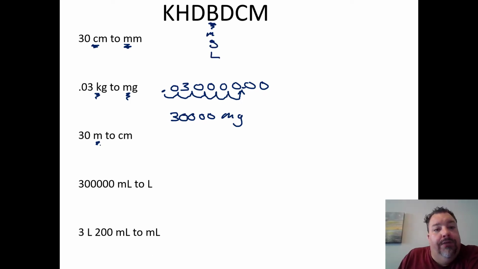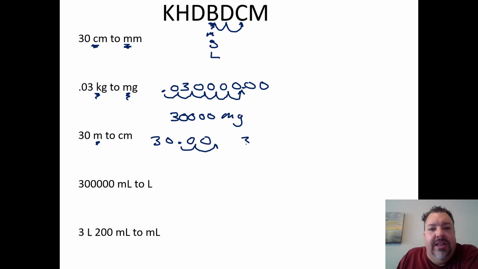And here we're going to go from 30 meters to centimeters. Okay, so we're starting at the B, and how many places are we moving? 1, 2 places to the right. So 30, there's no decimal here, so we have to introduce one. And we need to move it to the right 2 spots, so we have to add on some zeros. So we can move it over 1, 2 spots. And 30 meters is going to be 3,000 centimeters.